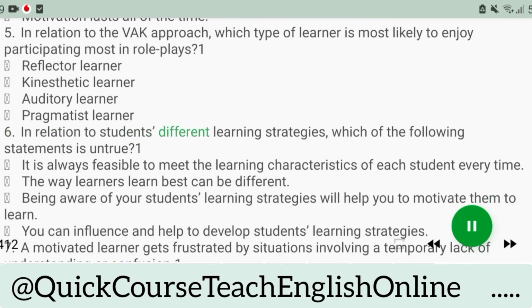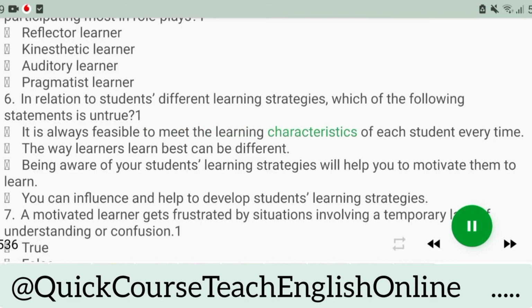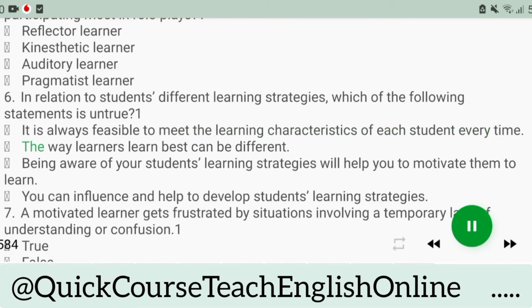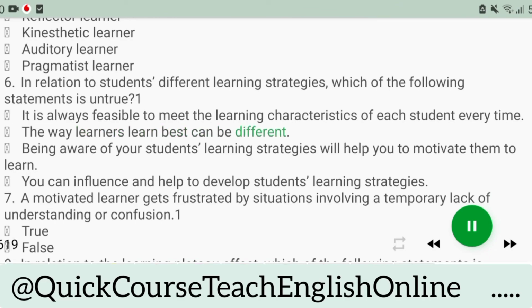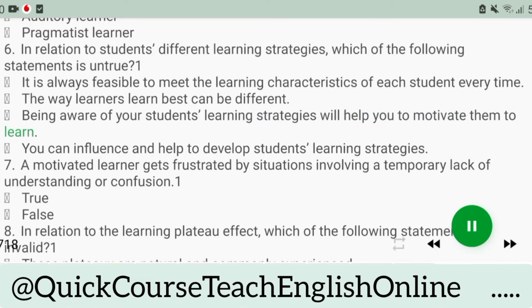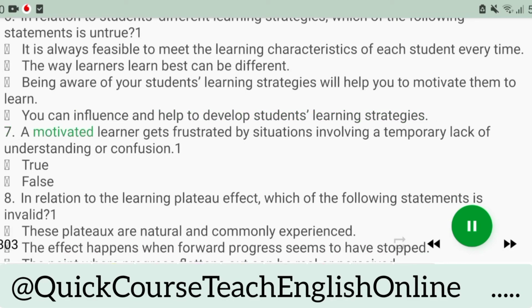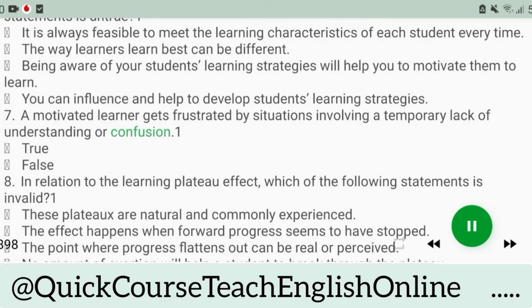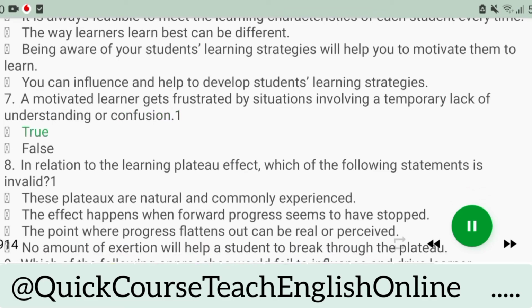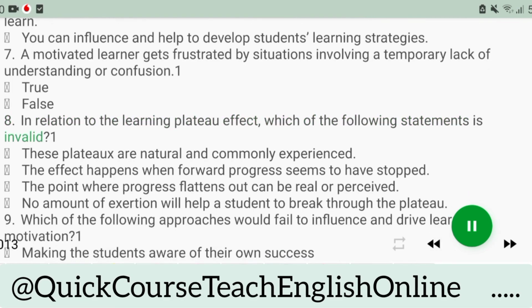6. In relation to students' different learning strategies, which of the following statements is untrue? It is always feasible to meet the learning characteristics of each student every time. The way learners learn best can be different. Being aware of your students' learning strategies will help you to motivate them to learn. You can influence and help to develop students' learning strategies. 7. A motivated learner gets frustrated by situations involving a temporary lack of understanding or confusion. True. False.